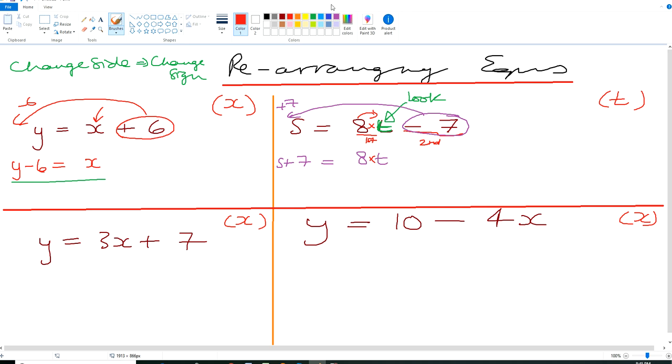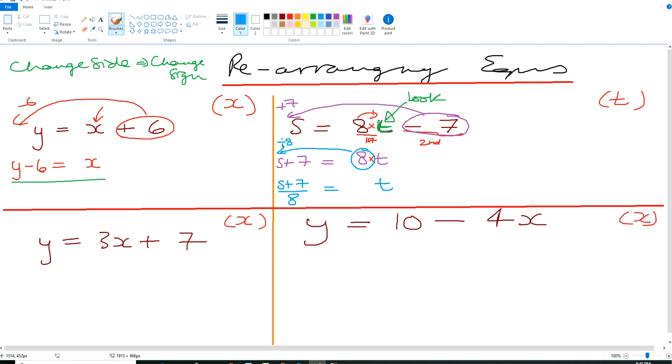Now, what do we move next? Now we move the times by 8. So times by 8 is the only thing left over. The opposite of times by 8 is divide by 8. So we're now left with T. Leave the T under the T, leave the equal under the equal, and we're now left with S plus 7 divided by 8. And that's the end of that second question.